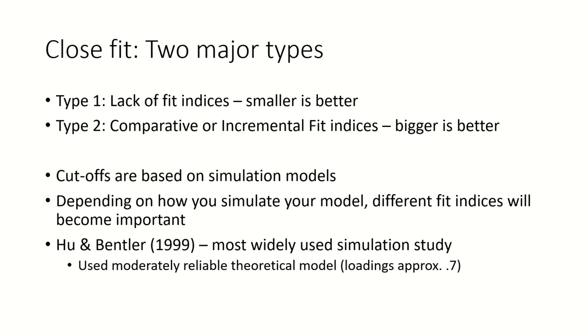There are basically other options that are built on the chi-square value, but try and overcome some of these issues. The first type of so-called close fit indicators are lack of fit indicators, where a smaller value is typically better. And the second type is a comparative or incremental fit index, and here a larger value is better.